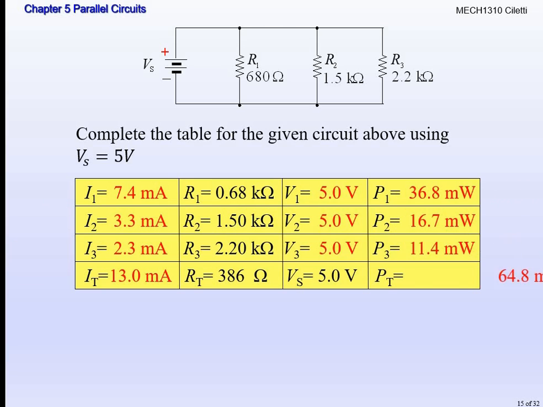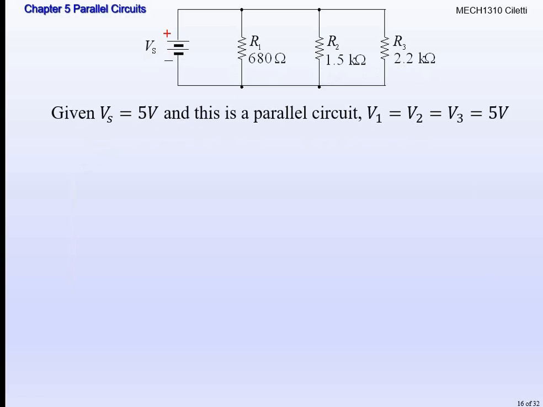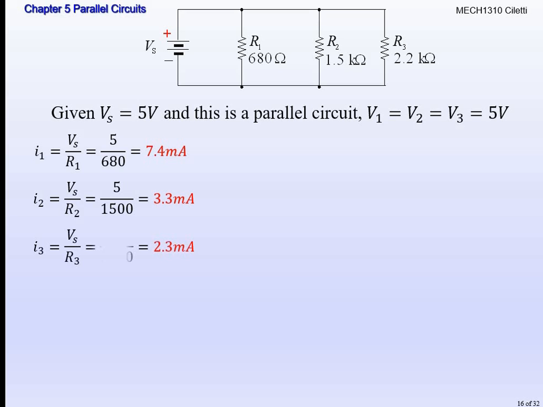Alright, here's all the solutions to everything, and then here will be all the work. So just know it's a parallel circuit. V1 equals V2 equals V3. They all equal 5 volts. Alright, so you can do all your calculations. We already learned that all we're doing is applying Ohm's law at each resistor. We're using the total voltage or the voltage source, which is 5 volts, and dividing it by each resistor. So you should be able to get all those currents. And remember, the total current is adding up all the individual branch currents. So that's where the 13 milliamps came from.